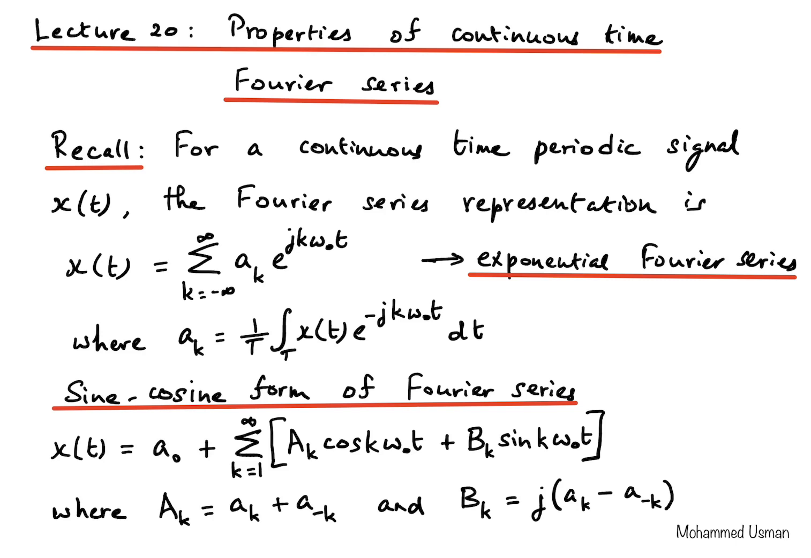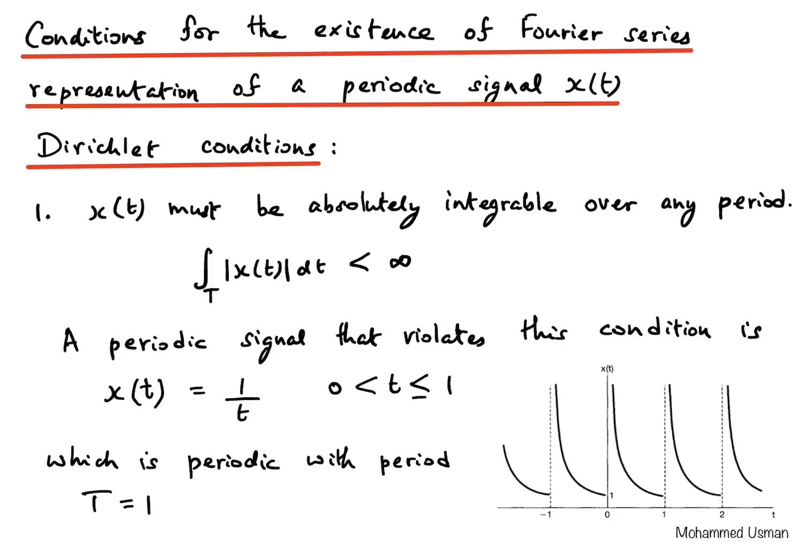What we want to see first today is the condition that the signal x of t must satisfy in order for it to be accurately represented by this series expansion. These are called the Dirichlet conditions. The Dirichlet conditions are the conditions that a periodic signal x of t must satisfy in order to guarantee that its Fourier series representation is exactly equal to the actual signal x of t.